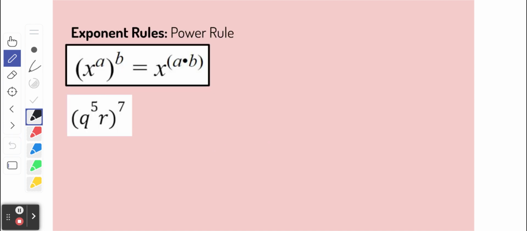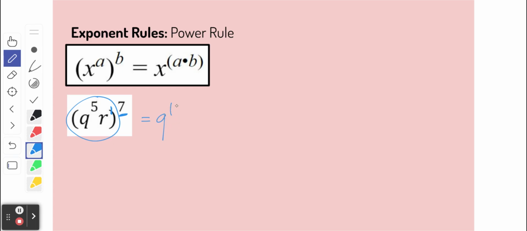Sometimes we have more than one power in the parentheses, and that's totally fine. So in this case, I have q to the fifth times r. Remember, that would be r to the first. And I notice that's all being raised to the power of seventh. And so I'll actually apply that 7 to every single power inside.